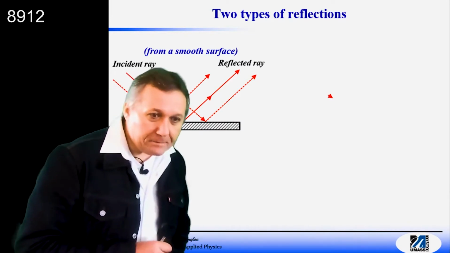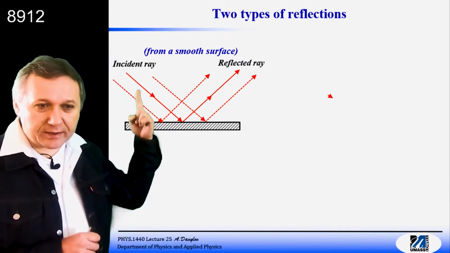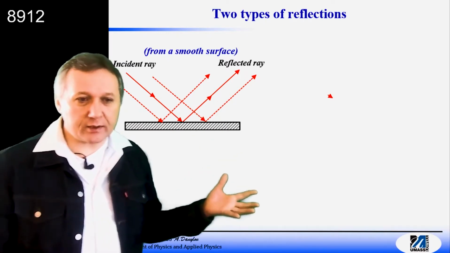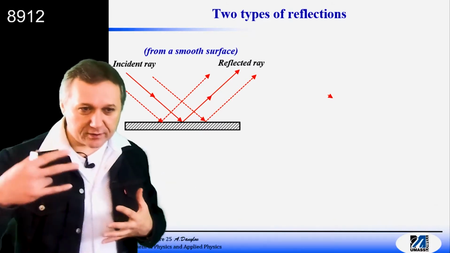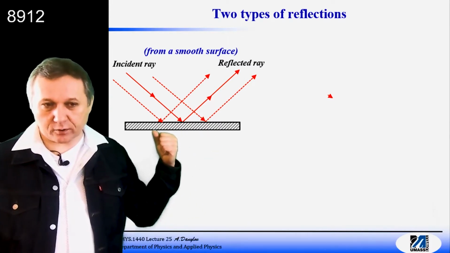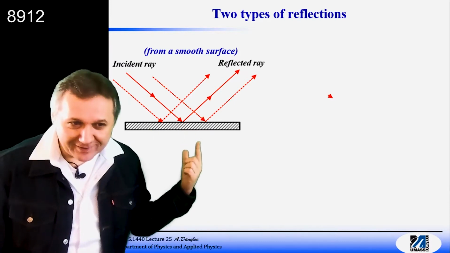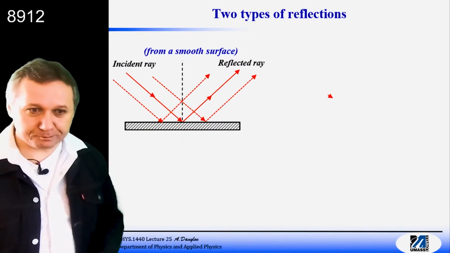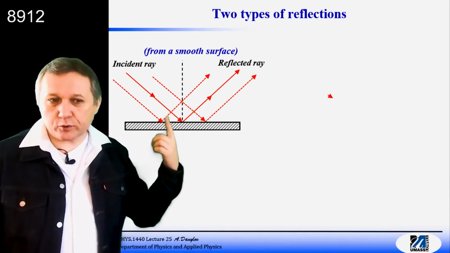Now, how can we define the direction of the incident ray and the direction of the reflected ray? We need that to discuss image formation later, to discuss light propagation and so on. Let's start with an incident ray. Let's draw a line normal to the surface of the mirror, so normal, perpendicular. Now it's more or less obvious that you have two choices.